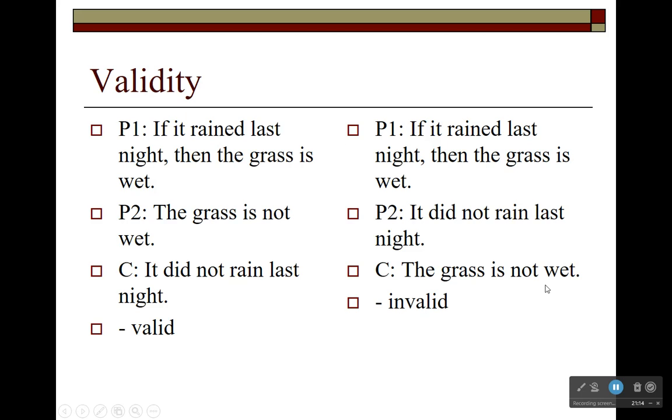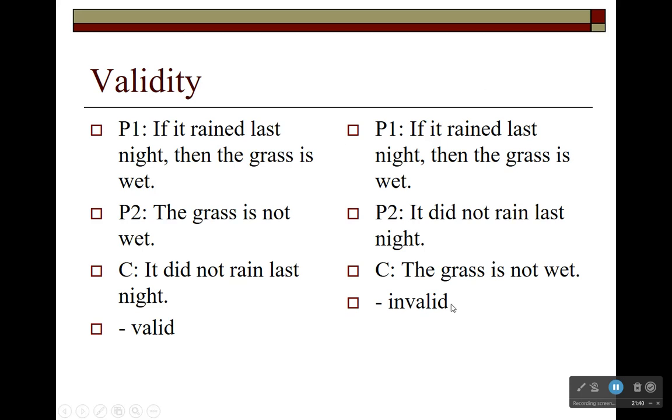Would this conclusion, though, follow? Therefore, the grass is not wet. Well, no, that conclusion isn't necessarily true, is it? That conclusion could turn out to be false, couldn't it? It might be the case that the grass is wet for some other reason, like the sprinklers were left on or something like that. So it's not hard to imagine a scenario in which both of these premises are true and yet the conclusion is false.